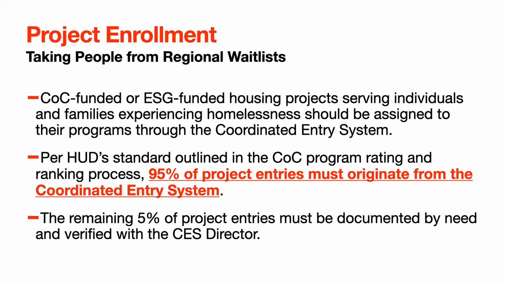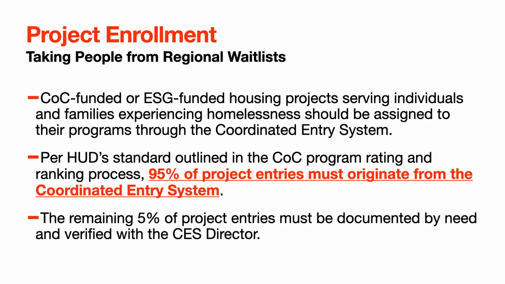And so with that being said, I want to give you the goal that we're shooting towards here. And keep in mind that this goal is not an arbitrary goal. This is a goal that has been within our COC's program rating and ranking process, that 95% of project entries must originate from the coordinated entry system. We should have an exhaustive, detailed list of all persons who are homeless, or most people who are homeless in our area. There should be very few people that we are not engaging and coming across within our system. And so with that being said, most of our entries should be coming from our CES, okay?